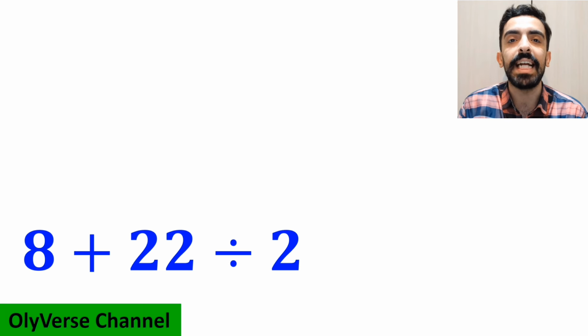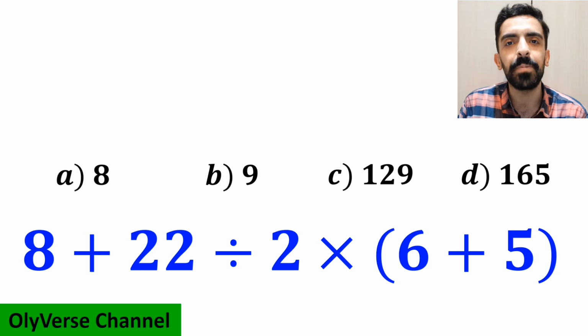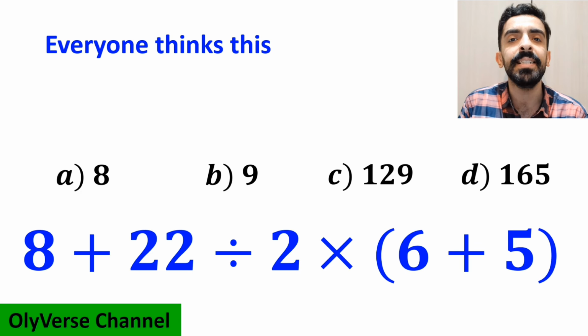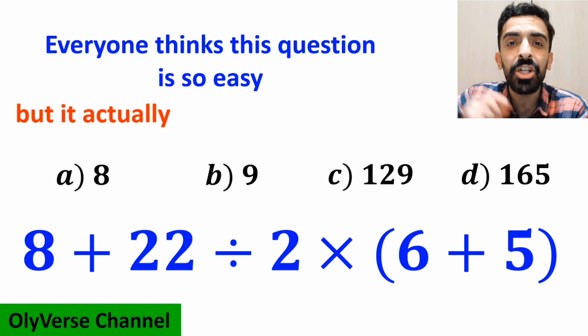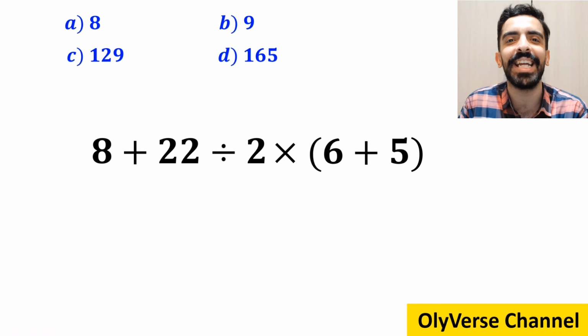What is the value of the expression 8 + 22 ÷ 2 × (6 + 5)? Which option do you think is the correct answer to this question? Everyone thinks this question is so easy, but it actually tricks a lot of people. Let's take a closer look and solve it together.